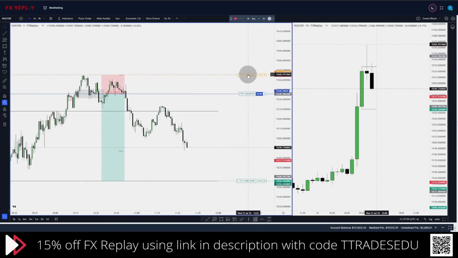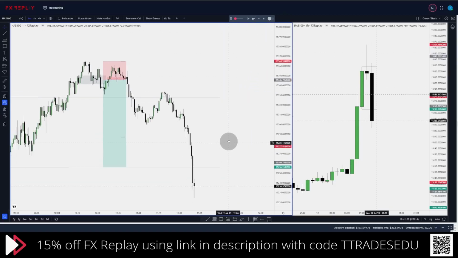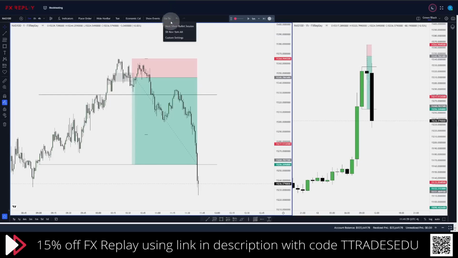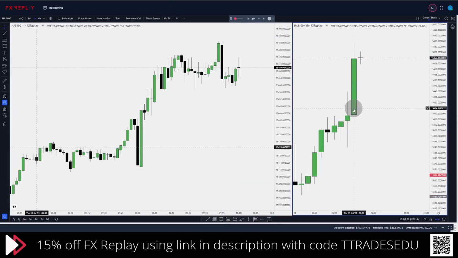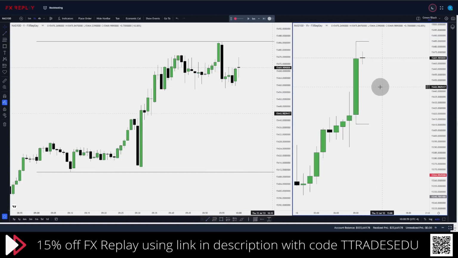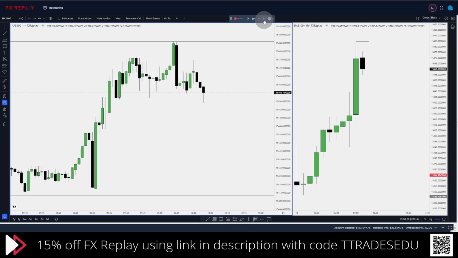3R, move my stop to break even. And there we go. So let's go to the next New York AM session. Going to mark out the 9 AM candle's low and the high, and let's see what happens.